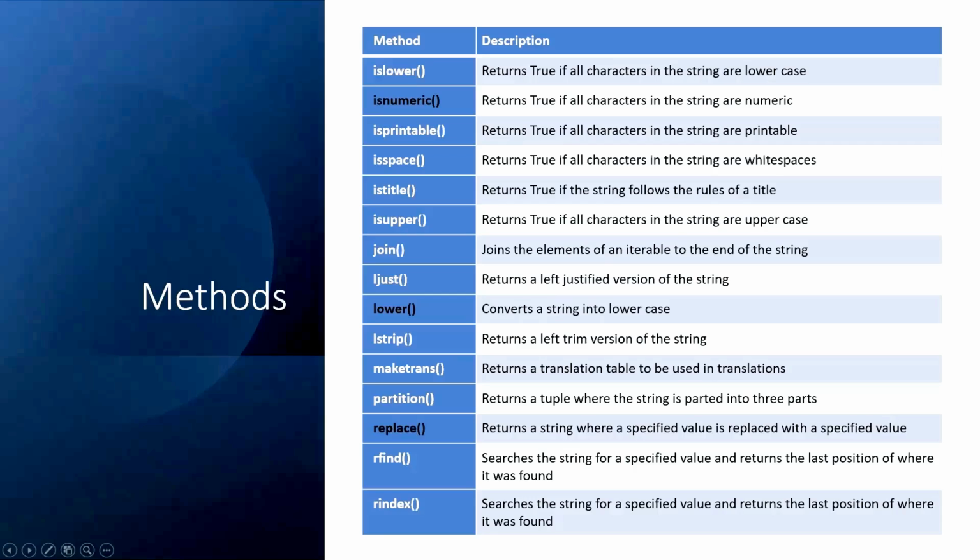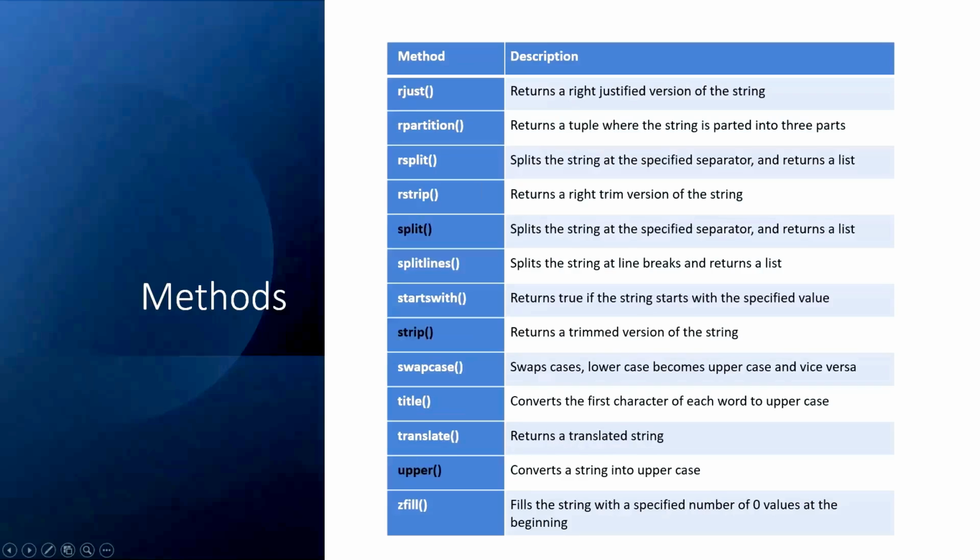So again, pause the video and go through all of this. And I'll move on to the next one. If you see split, for example, splits the string into a list. We'll see an example of split. Similarly, strip. We'll also see strip in our example. So there you go. Those are the list of methods. So let's go to our example.